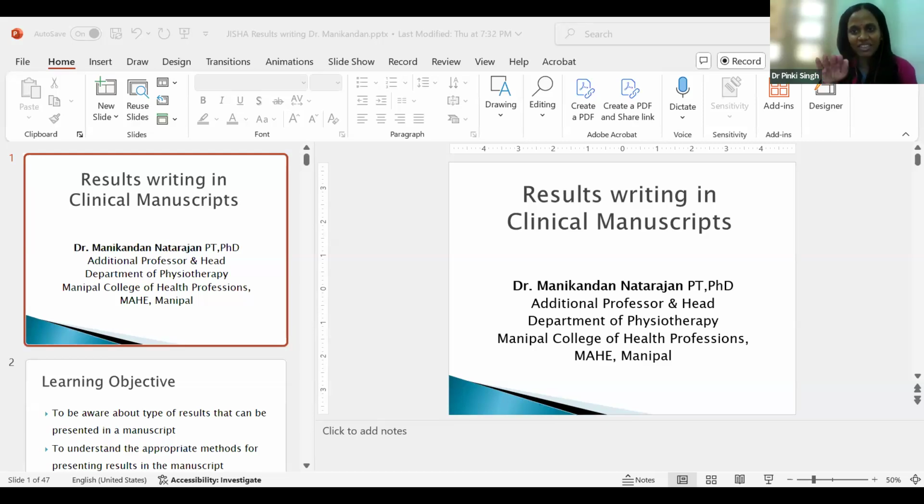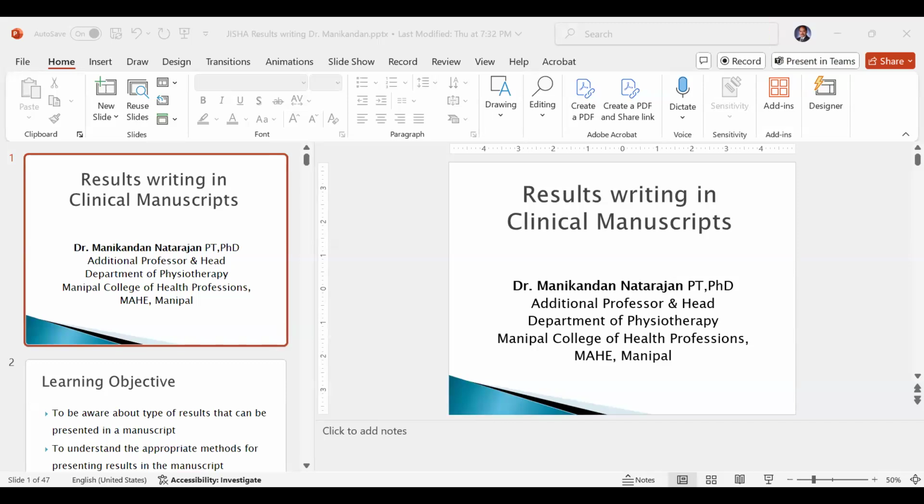If we are writing the result and discussion separately, when I started manuscript writing, this was my main query in the starting of my career: I find that there is some repetition in the result and discussion, because explaining the result in one section and the discussion in a different section, I find some repetitions. So how to avoid it, sir?